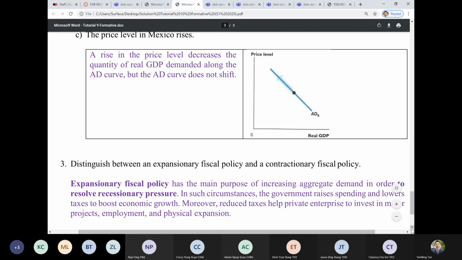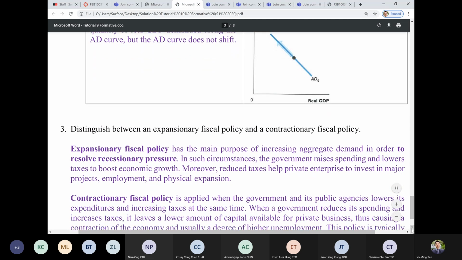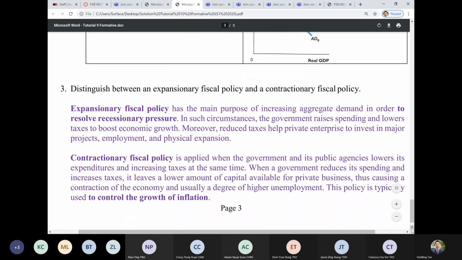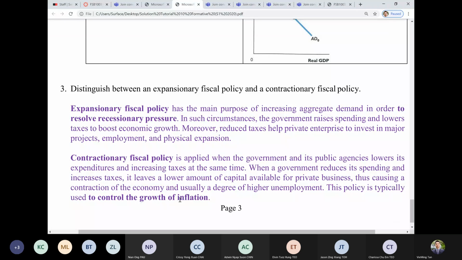Okay, on the other hand, how about the contractionary fiscal policy? When should the government implement the contractionary fiscal policy? What is the purpose? The government should implement the contractionary fiscal policy when the inflation rate in the country or economy is very high. When the country has high inflation rate, then the government should use the contractionary fiscal policy. Then the next sentence is you need to discuss what are the tools can be used by government to monitor or reduce the inflation then.